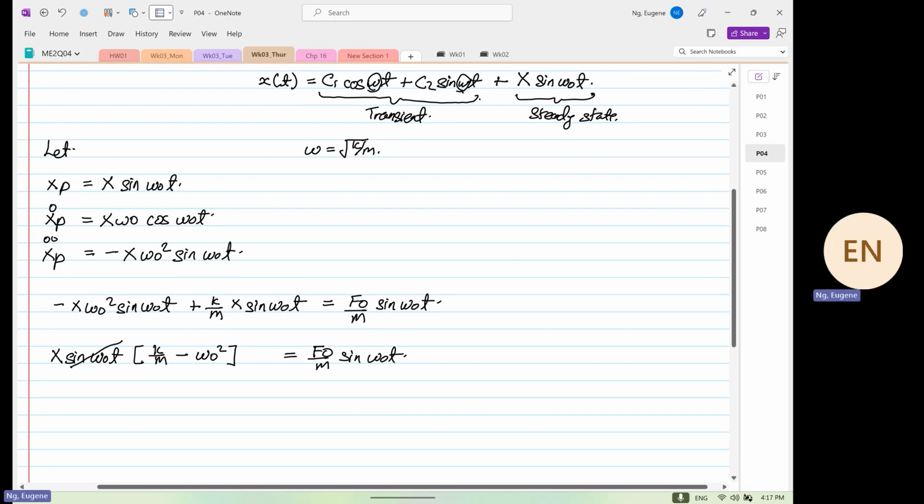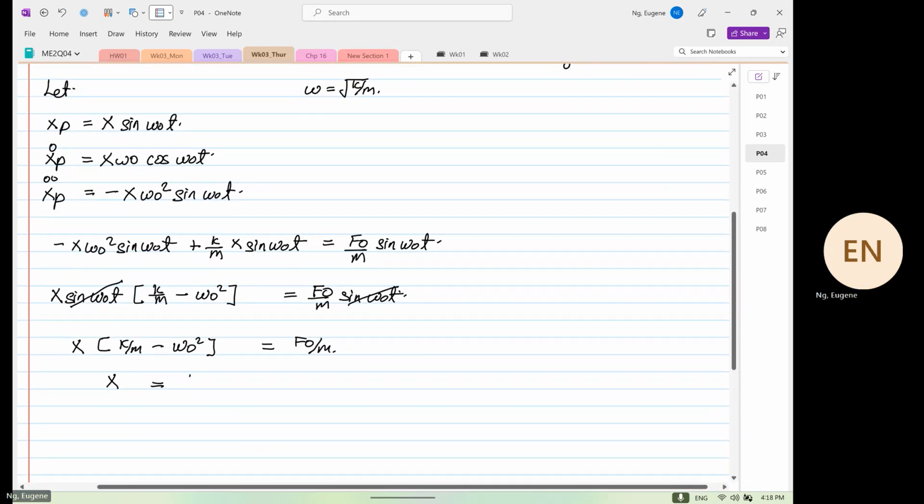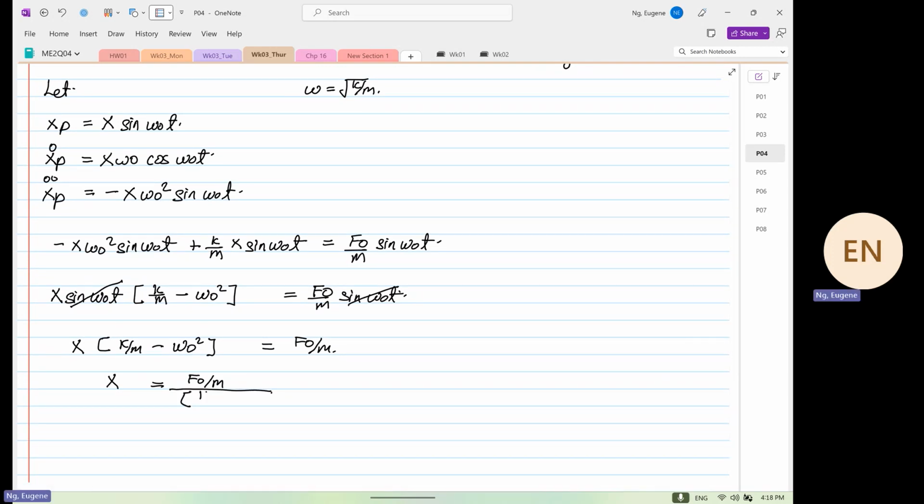So we can get rid of this. We can get rid of this. X, which is the amplitude, bracket k over m, which is omega n squared, minus omega naught squared. So this is equal to f naught over m. X in this context will be equal to f naught over m over this value.